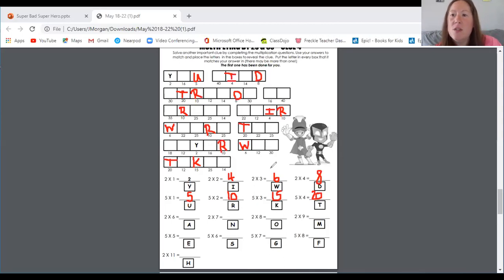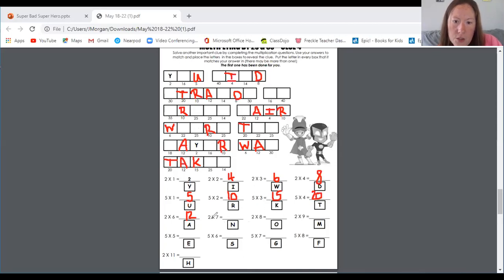2 times 6. Oh, we're switching back to just our 2s. So if we skip count that, or maybe we just know it off the top of our head, that's going to give us, you got it, 12. So anytime I see a 12, it's an A. All right, A. Any other A's? Oh, there's another one. There's another one, and one more.